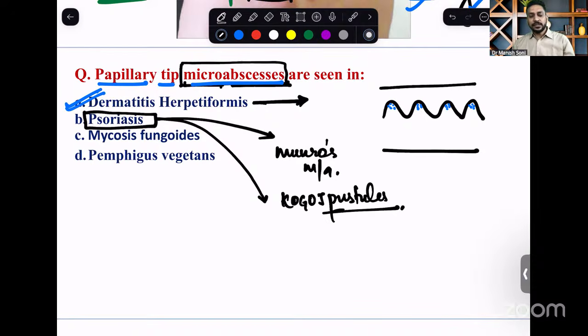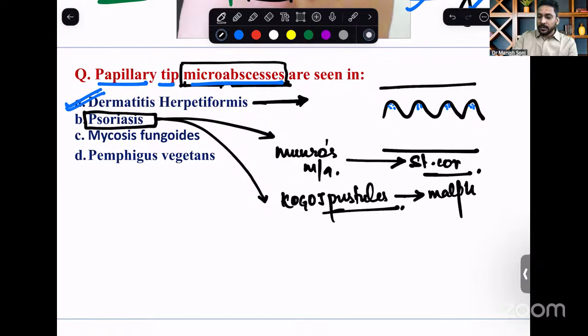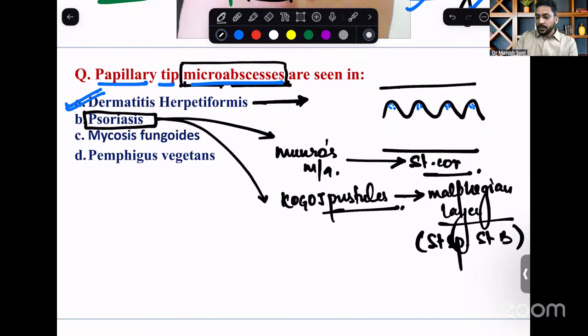Then what is the difference? The difference is that Munro's microabscess is due to collection of neutrophils in the topmost layer, that is stratum corneum, while Kogoj's pustules are due to collection of neutrophils in psoriasis in deeper epidermis, that is in Malpighian layer, that is lower epidermis like stratum spinosum, stratum basale. Generally, it is seen in stratum spinosum, so in the lower part of the epidermis.